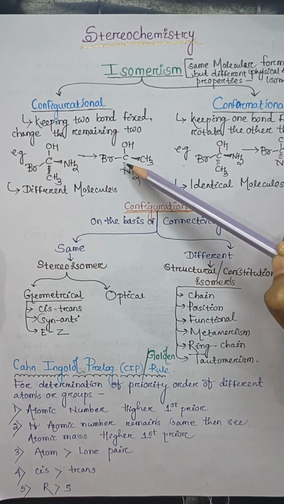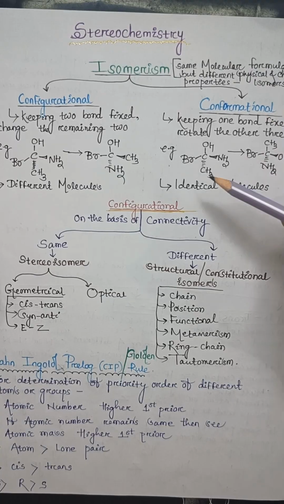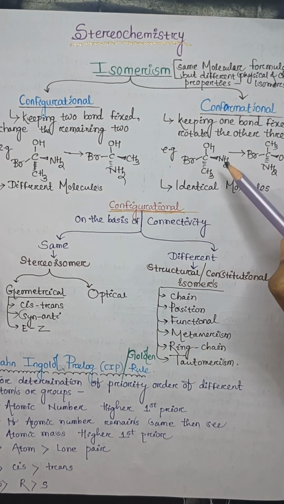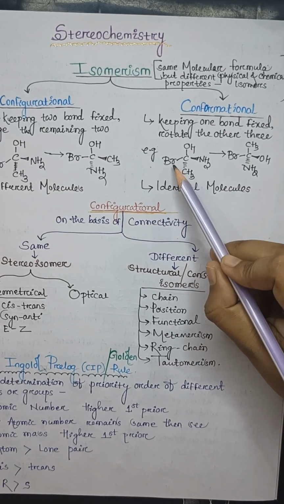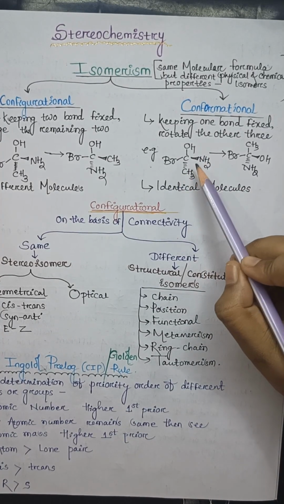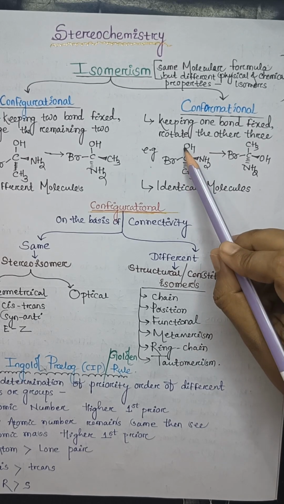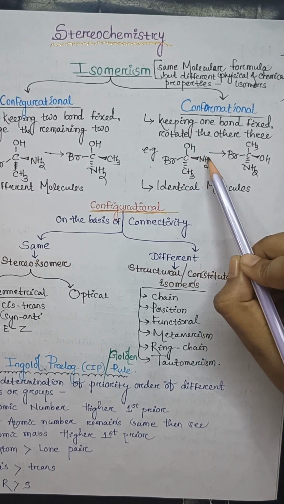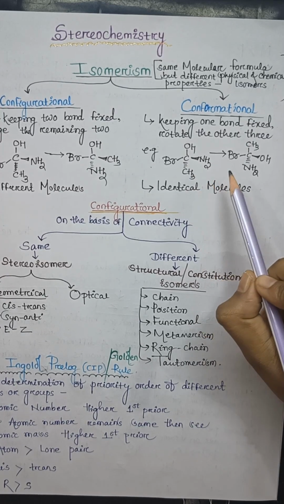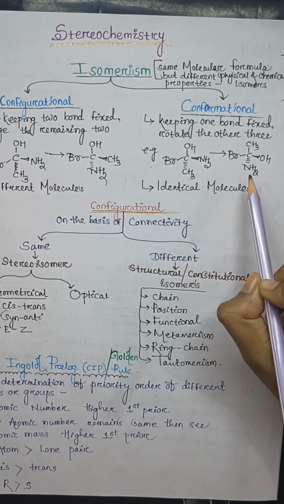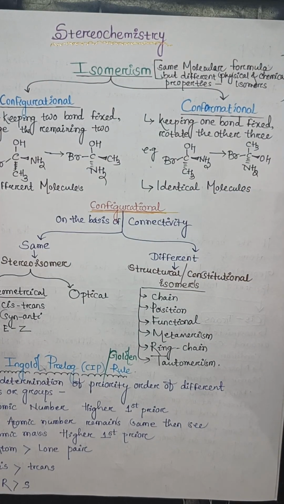Both are different molecules. Then conformational. Conformational means here we have to keep one bond fixed and rotate the remaining 3. Suppose we keep this bromine bond fixed and rotate the remaining 3, it can be clockwise or anti-clockwise. Suppose we rotate clockwise, that means CH3 can go to this position, OH can go to this position, and NH2 can go to this position. Then these are called conformational isomers, and both are identical molecules. They only differ in the direction of watching, from which direction we have watched.